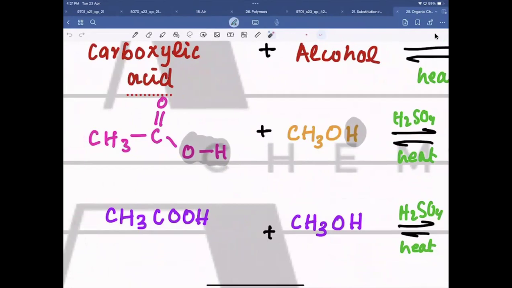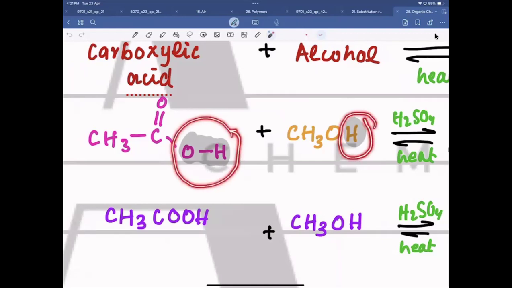If you see, this is a carboxylic acid, right? And this is an alcohol. So remember, when the carboxylic acid and alcohol react in the presence of sulfuric acid, the carboxylic acid is going to release the OH and the alcohol is going to release the hydrogen. Is this understandable?